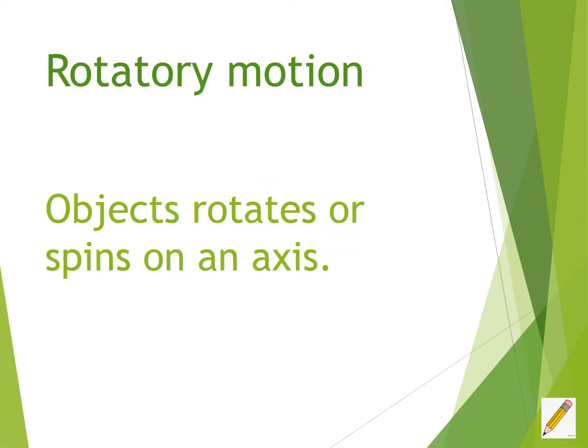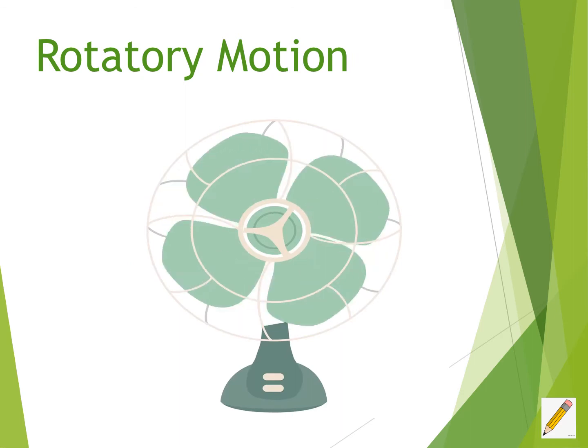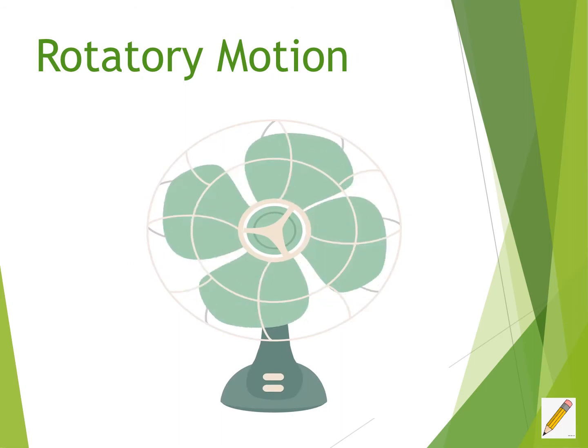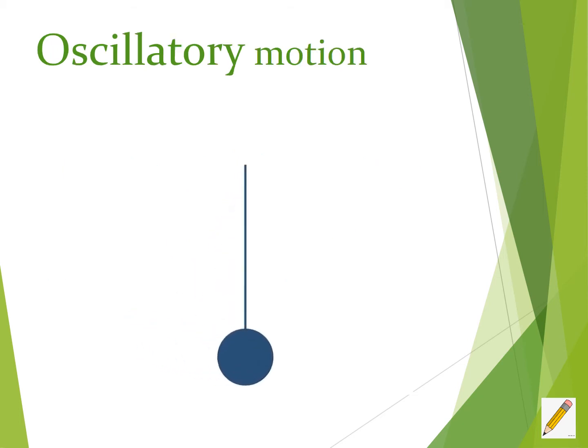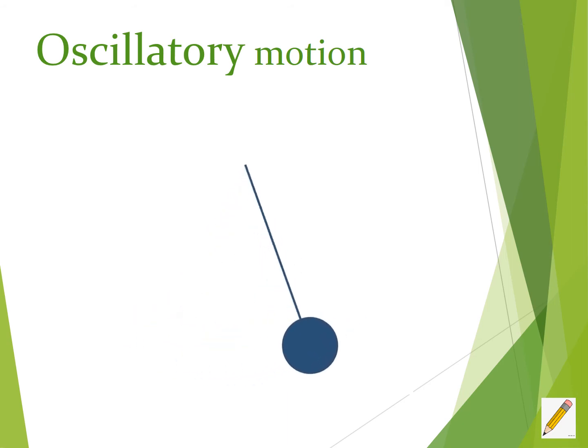Next, rotatory motion. Rotatory motion is when the object rotates or spins on an axis. A table fan is a very good example of rotatory motion. Oscillatory motion is the to and fro motion of an object from its mean position. A simple pendulum is an example of oscillatory motion.